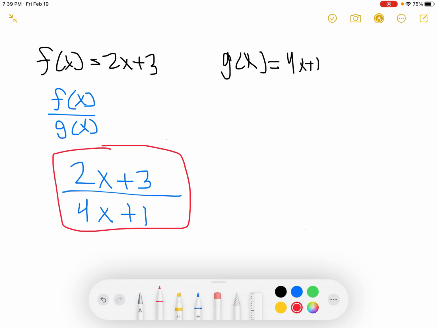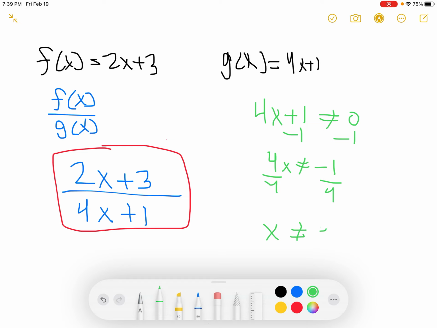Things can be divided by 1, and a 0 can be in the numerator, but anytime there's a 0 in the numerator, it's always 0, but it cannot be in the denominator. That is a false math statement. So what you have to do is say that 4x plus 1 cannot equal 0. It cannot, or that would not be true. So you need to figure out what x is. We can subtract 1, and then 4x does not equal negative 1. Divide by 4, x does not equal negative 1/4.